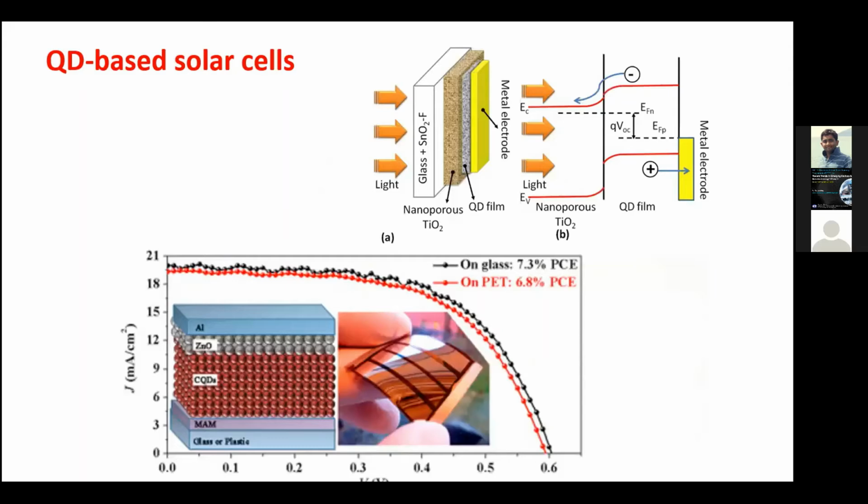Now another application is the solar cell. As you may know from some of the other colleagues' talks how the solar cell works, these are basic things, so I am not going into details on that. Generally, we use a quantum dot solar cell.